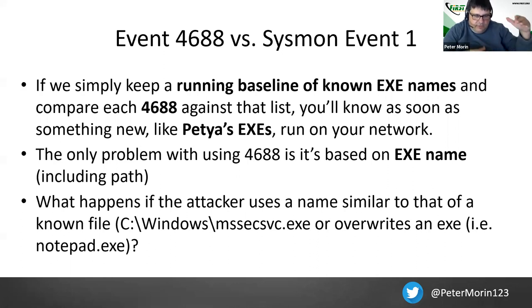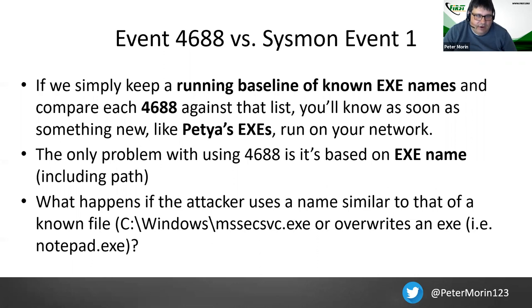This is strict basic baselining that we do with things like FIM or Tripwire. I have a list of known EXE names that I've baselined. Something pops up that's not in that list, I send an alert. Great, right? That's fabulous. Well, that's based on the name of the EXE, including the path.